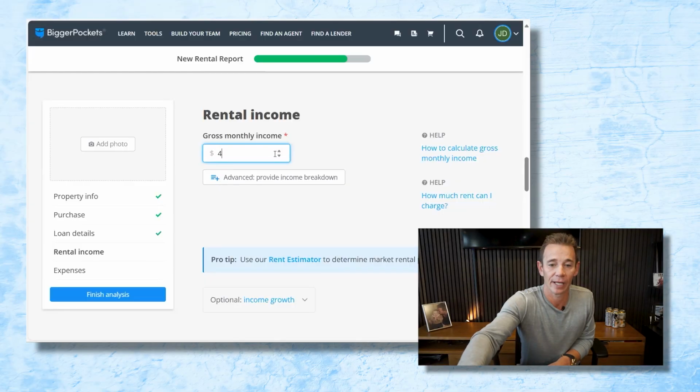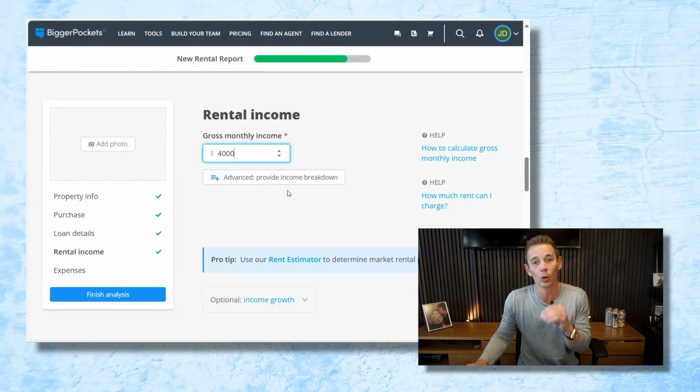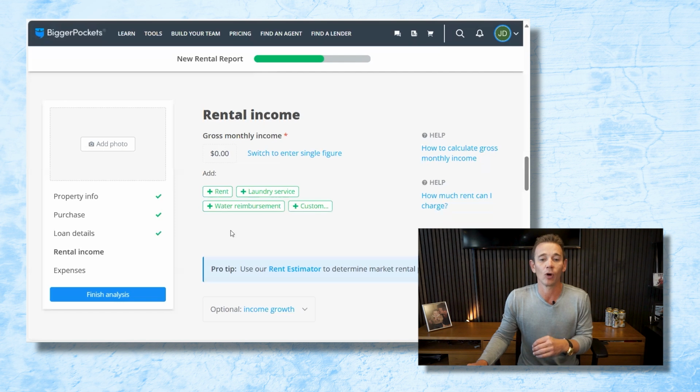The rental income is what you get from your property comps. When we pulled our comparables for like renovated properties with the same bedroom count, it was generating $4,000 a month in income. We're going to input our monthly income, and if you have a multifamily property, you can break it down with other types of income. You could add in rent, laundry service, water reimbursement. It could be parking, it can be storage. So any type of rent income you can break down this way. But on this one, we're just getting a straight $4,000, so we're going to enter that in.